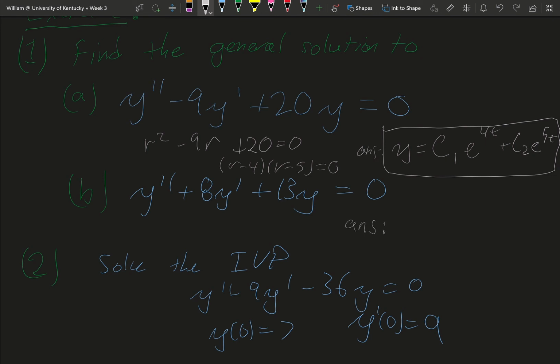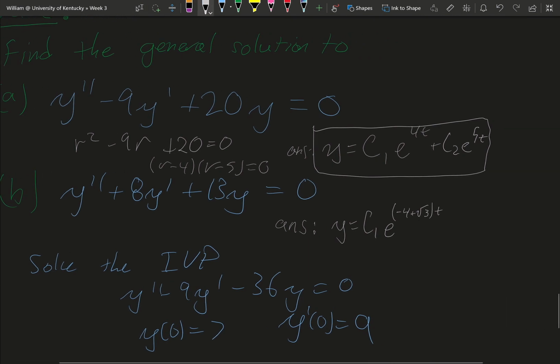Next one is similar, but the answers don't come out as nice. What you should have gotten here was y is equal to c1 e to the (negative 4 plus square root of 3) times t plus c2 e to the (negative 4 minus square root of 3) times t.